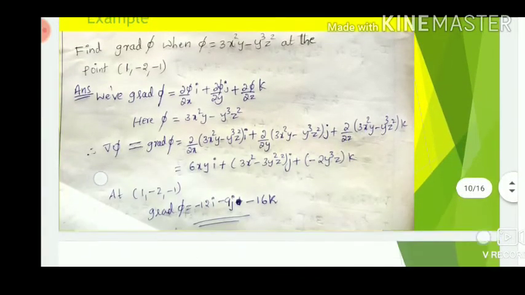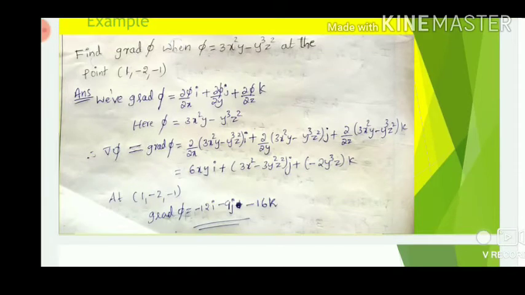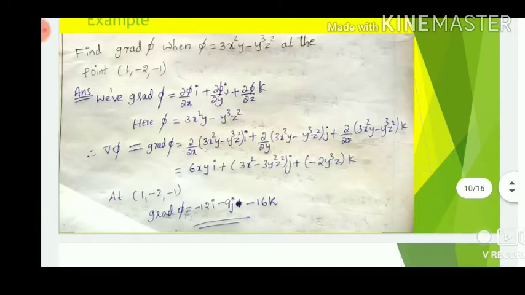Let me discuss some examples. Find grad phi when phi equals 3x square y minus y cube z square at the point (1, minus 2, minus 1). So we have grad phi equal to dou phi by dou x i plus dou phi by dou y j plus dou phi by dou z k. Here phi is given as 3x square y minus y cube z square.